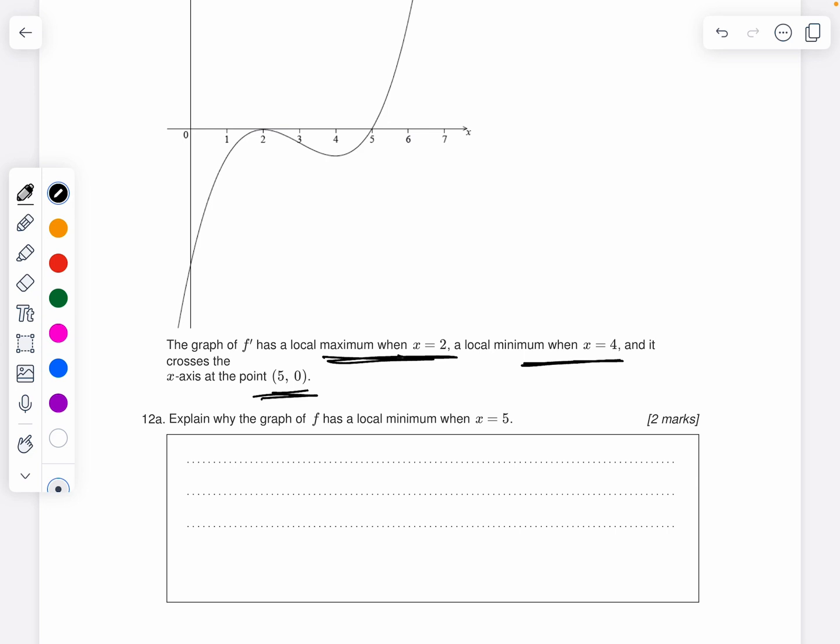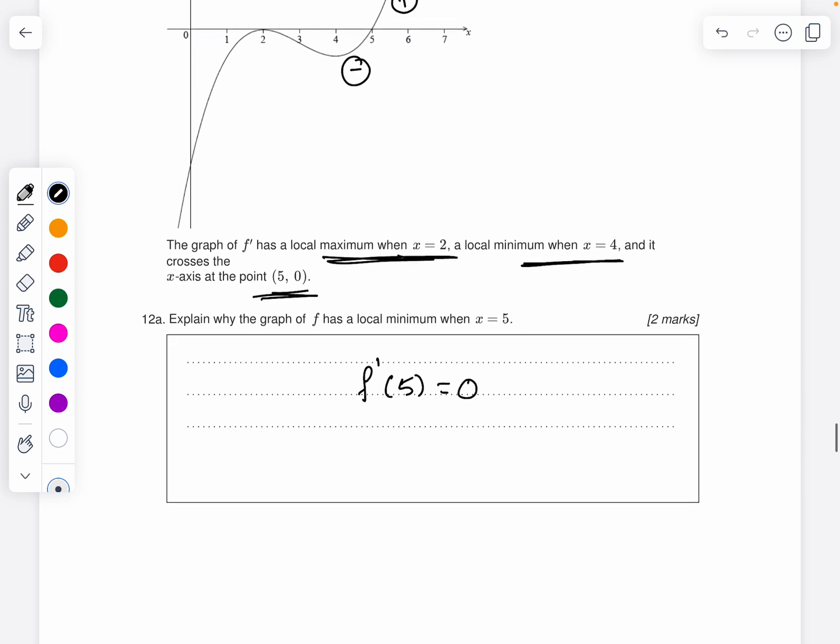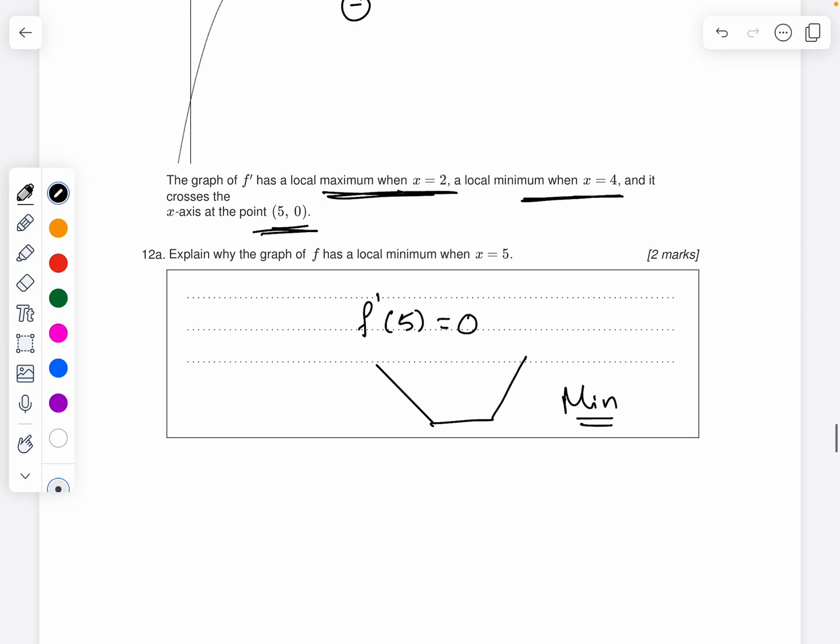So the first condition is f prime of 5 equals 0. Then the derivative goes from negative to positive, so there is a change. The derivative was negative, it becomes 0, then it becomes positive. So it is going to be a minimum point. You have to write the reason: f prime changes sign from negative to positive at x equals 5. So therefore it is a minimum.